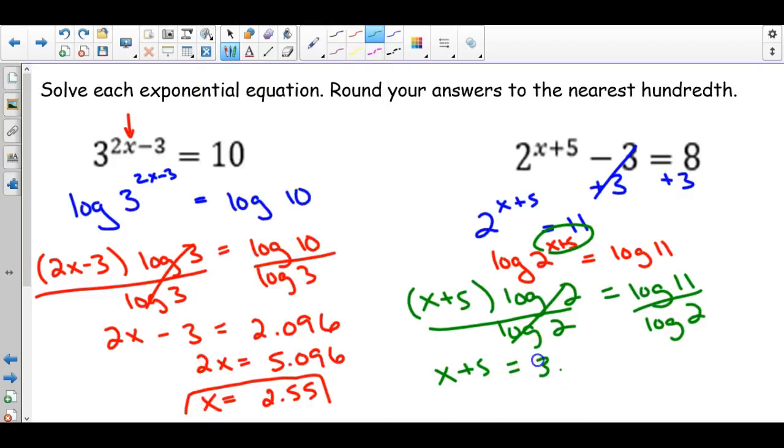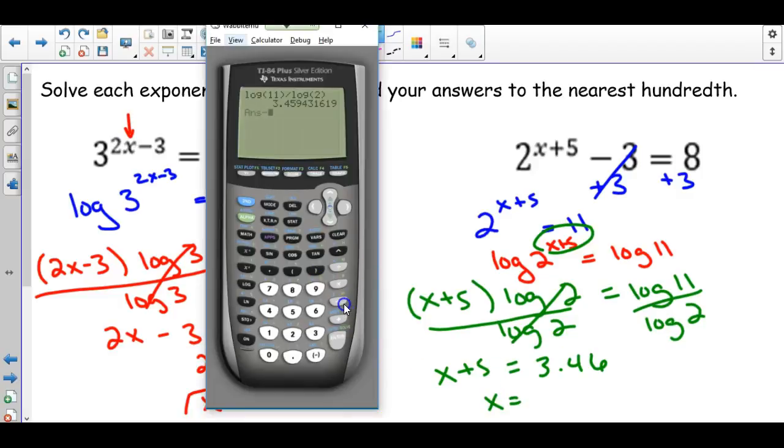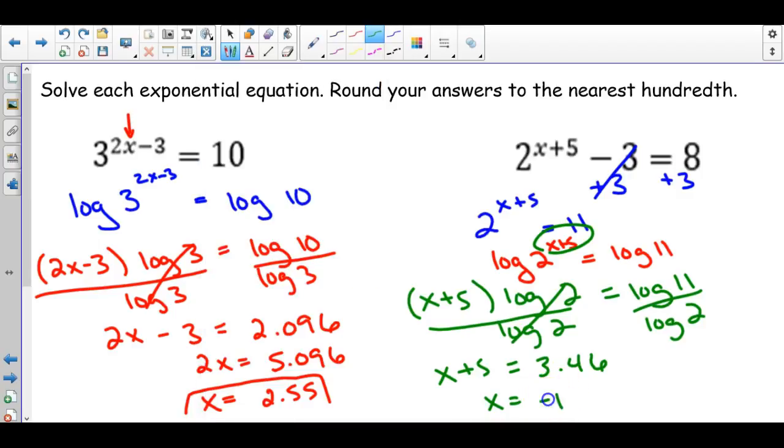So this is 3.46, and then x is going to equal that number minus 5. So I'm going to subtract 5 on both sides, and end up with x equals negative 1.54. And again, we could substitute that right back up into x if we wanted to, and we would get something at the very end of this that'd be pretty darn close to 8.